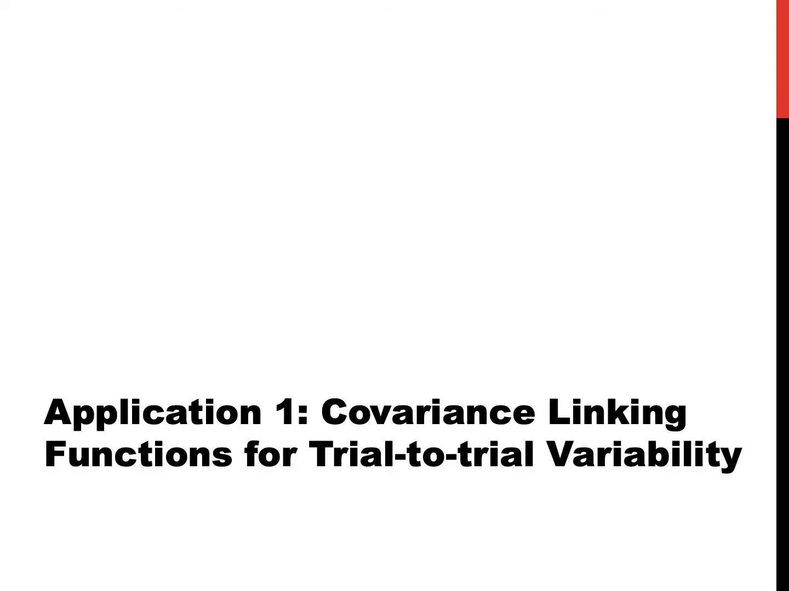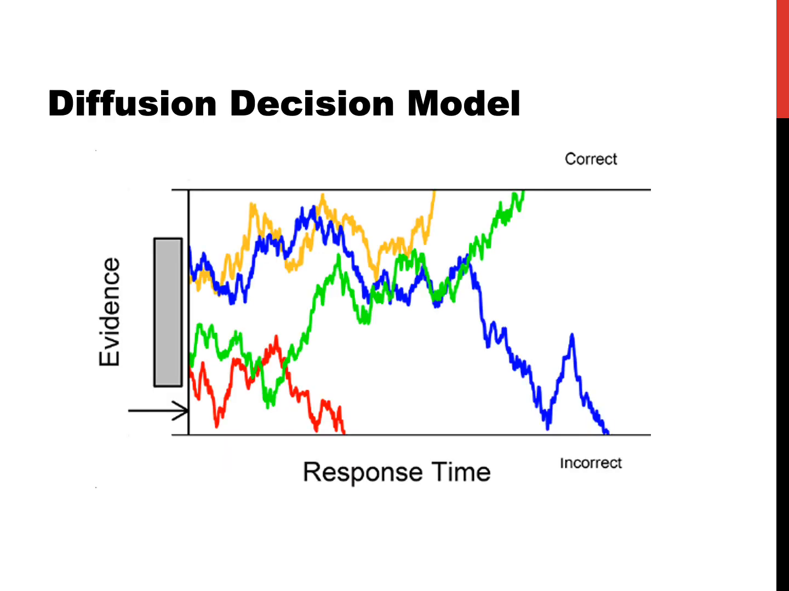So now I'm going to tell you about one application where we've used the covariance linking function to enhance the classic diffusion decision model's fits to behavioral data by connecting it directly to a time-evolving signal through brain data. For this application, I'll use the classic diffusion decision model. I'll avoid all the details of the model but stress one simple point.